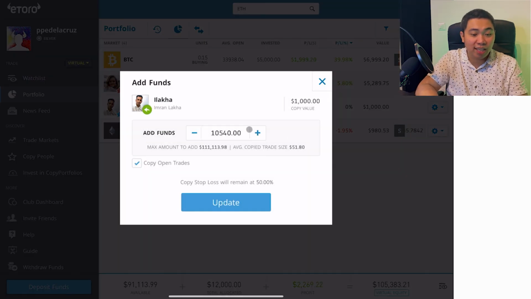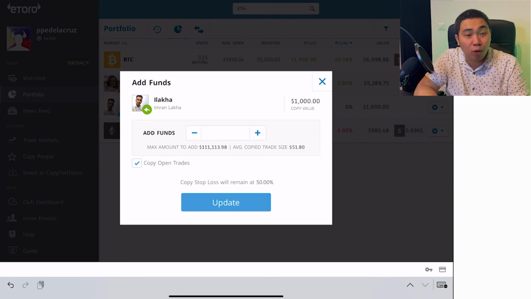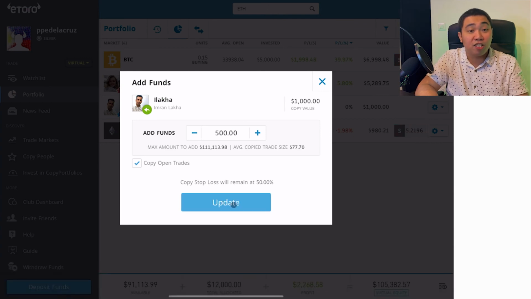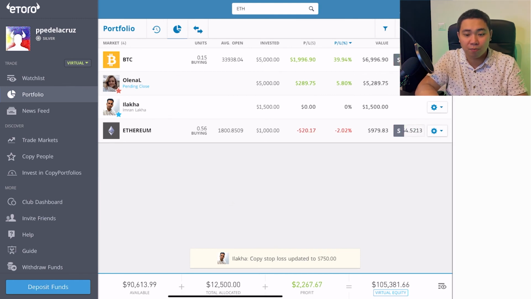You can always select any fund where a maximum is noted because there are limits as to how much funds a person can manage in eToro. Let's say, for example, you want to add $500. Just click on the add funds button, put in the amount and click on update. The stop loss will copy the initial stop loss that you set when you started copying this person.